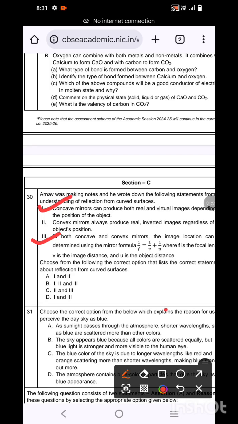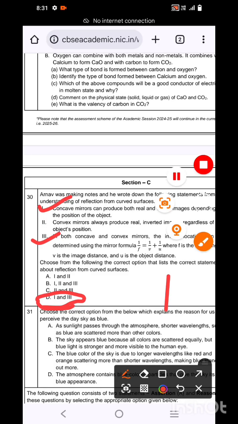They are telling us to choose the correct statement from the list about the reflection of the curved surface. So 1 and 3 means option D. Option D is the correct answer. Right? Now, we are going to discuss question number 31.